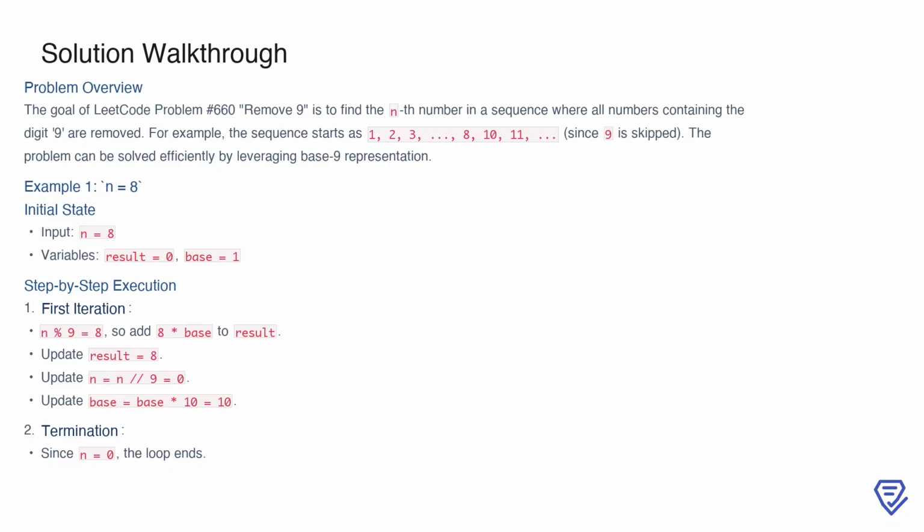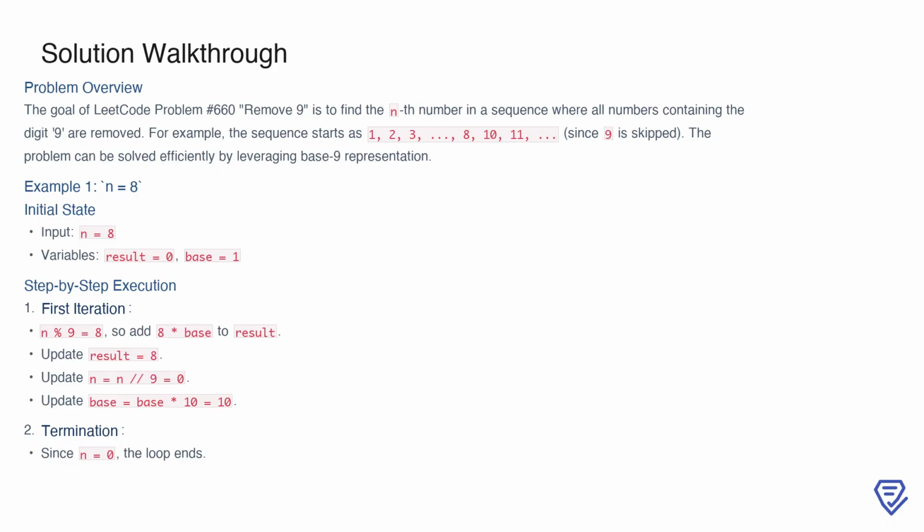To solve LeetCode problem number 660, our objective is to determine the nth number in a sequence where all numbers containing the digit 9 are removed. This modified sequence begins as 1, 2, 3, 8, 10, 11, skipping over any number with a 9. Instead of iterating through all numbers and manually checking for 9, we can solve this problem efficiently using base 9 representation. Let's explore the example where n equals 8.